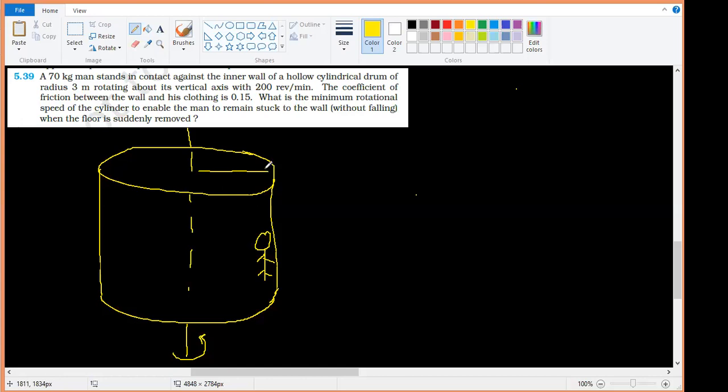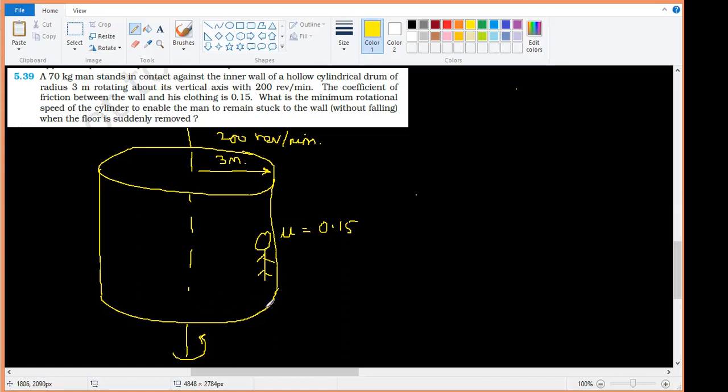Radius is 3 meters, rotating about its vertical axis. This is your vertical axis. 200 revolutions per minute. The coefficient of friction between the wall and its clothing is 0.15. So mu between its clothes and the cylinder is 0.15. What is the minimum rotational speed of the cylinder to enable the man to remain stuck to the wall without falling when the floor is suddenly removed?